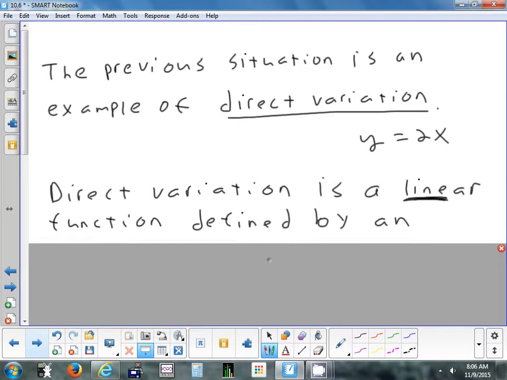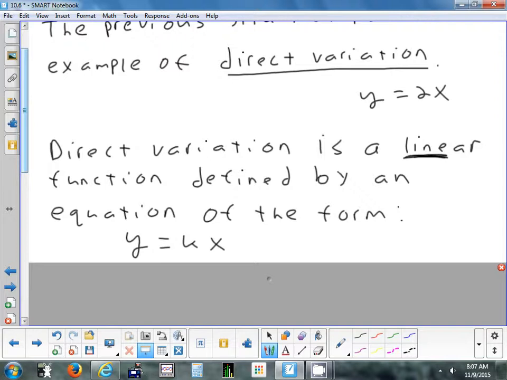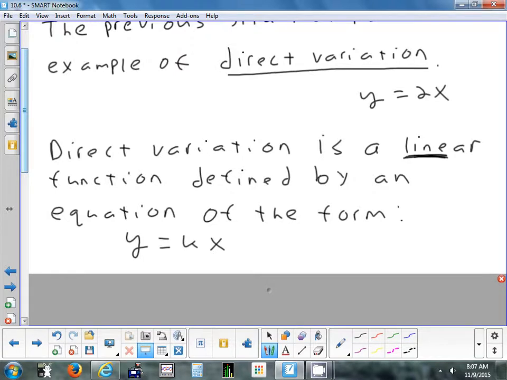And there's your formula for direct variation. So this is probably something you want to write down. Direct variation is a linear function, meaning if you draw it, a nice straight line. And it's defined by an equation that looks just like this. Letter equals k, where k will be a number. Could be 2. In the last problem, it was 20. Sometimes we have to find the number. And then it ends in a letter.